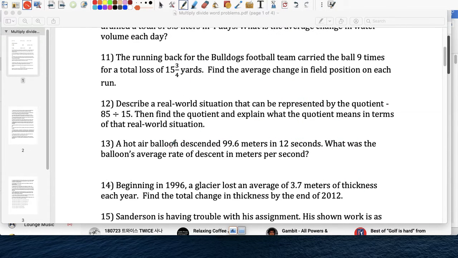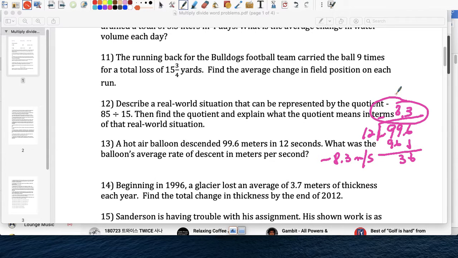13, hot air balloon descended 96.6 meters. So again, in 12 seconds, what was the average rate of descent for the balloon? It's going to be a negative, because the change is negative. So 96.6 divided by 12. I put a negative sign there. We want to find the rate per second. 12 goes into 96 8 times, which is 96. Subtract, we got 0 left over. Let's put the decimal up, bring the 6 down. 12 goes into 36 3 times. So final answer, the rate of descent was negative 8.3 meters per second.